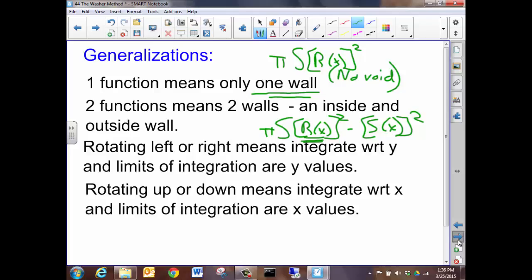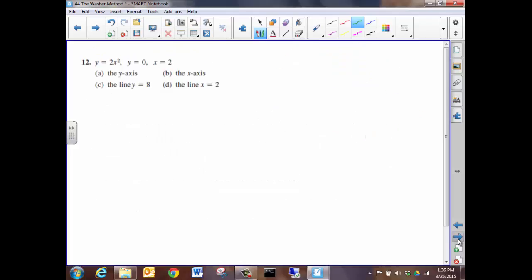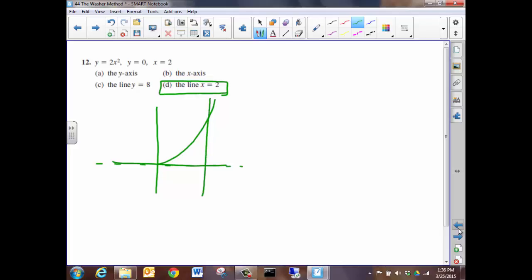So as you looked at your assignment last night, what did you find? This is the one you were asking about, 12D, right? Let's look at 12D right quick, okay? We can look at other pieces if we need to there. If you were to graph this thing out right quick, we get something that looks like this. That's y equals 2x squared, y equals 0, x equals 2. So this is the region that we're rotating around something, okay?